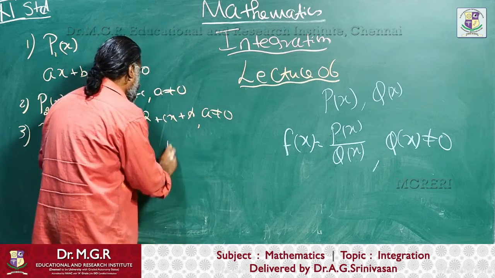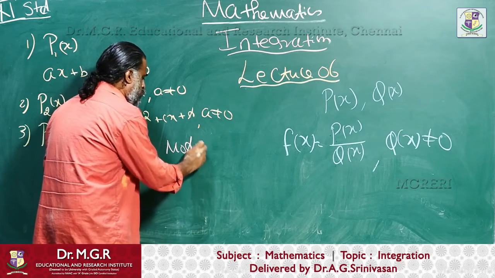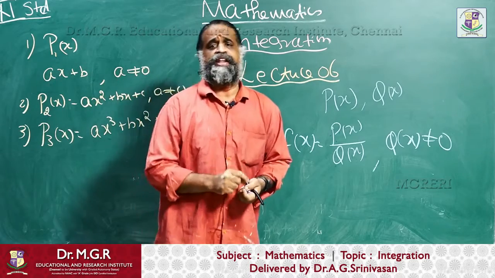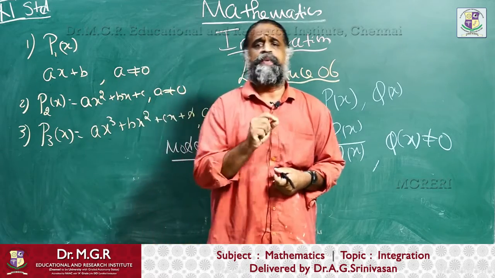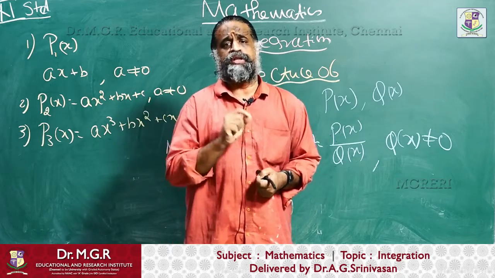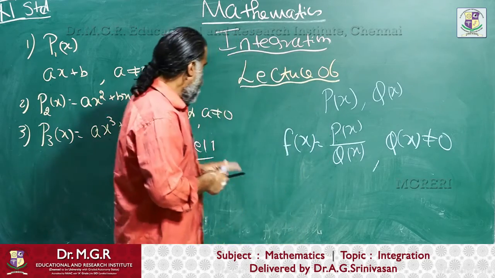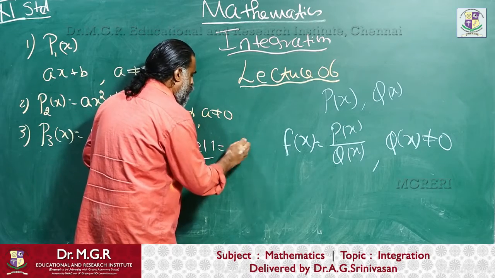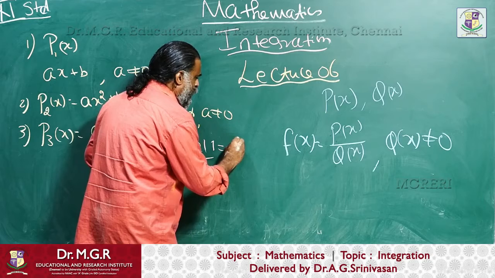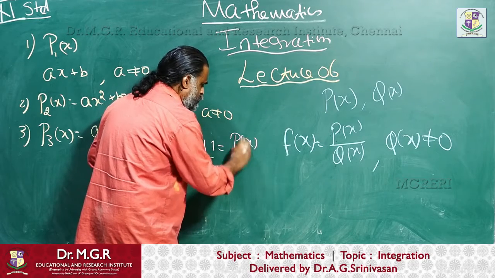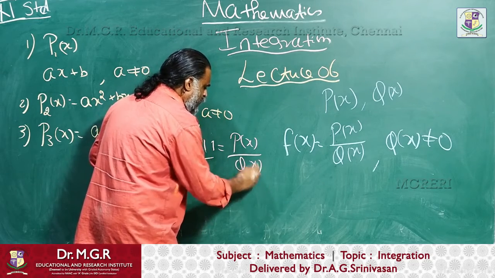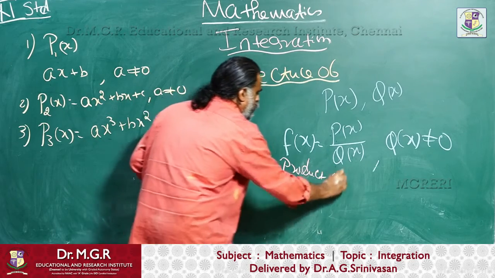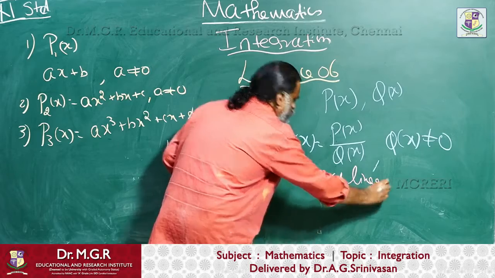So what is model 1? Please remember, all these models are applicable only if it is a proper fraction. If it is an improper fraction, these models do not exist, right? So model 1, what is model 1? Of course, it is the form p of x by q of x, where q of x is a product of linear polynomials, okay?